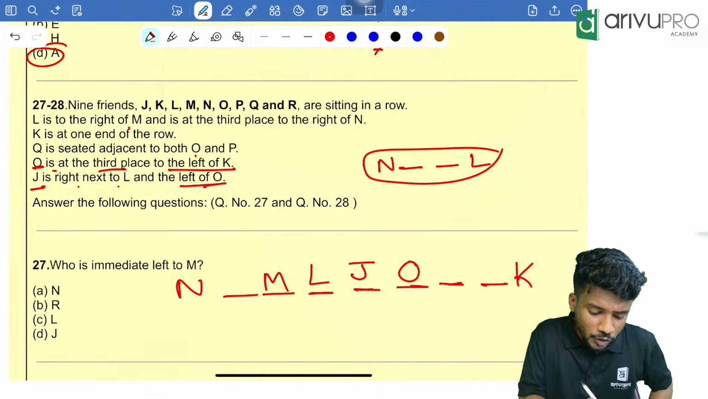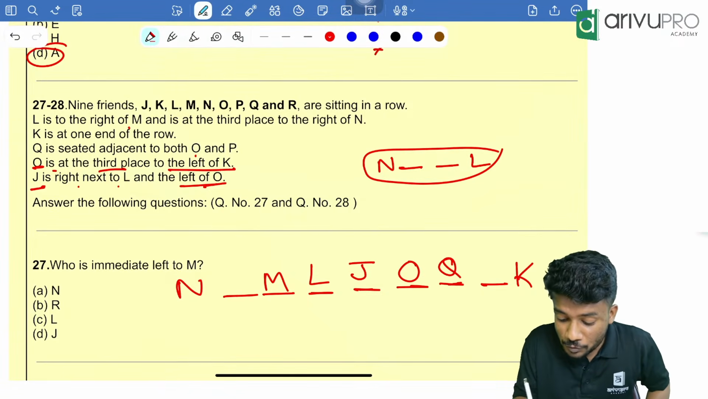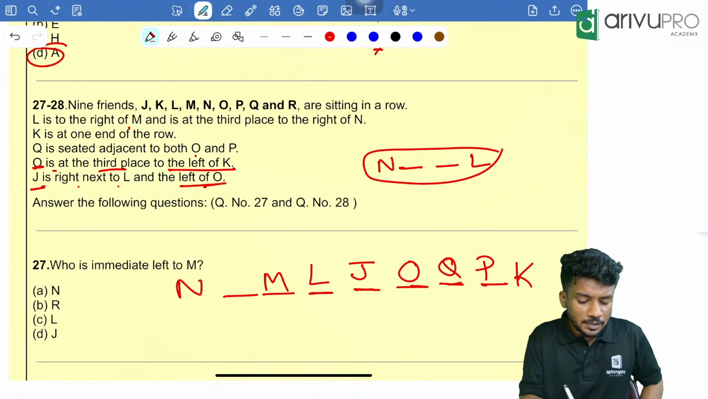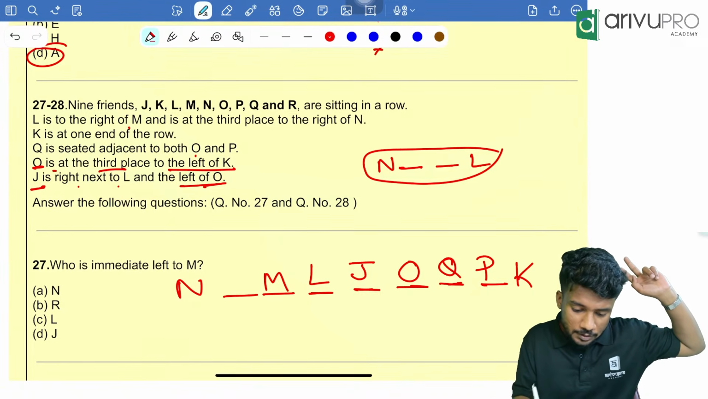K is at one end. Q is seated adjacent to both O and P. That means Q should be over here, P should be over here. Then O is third place to the right. Then J, who is remaining? K is there, L, P, Q. R is remaining, right?